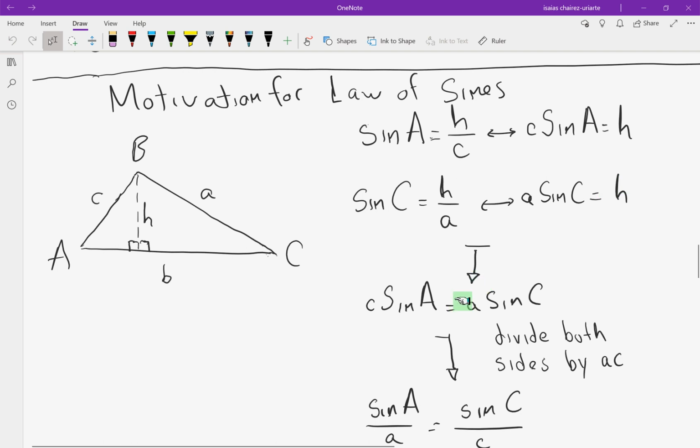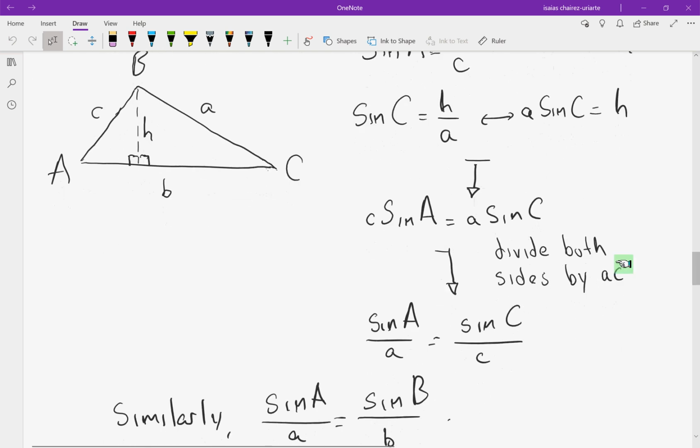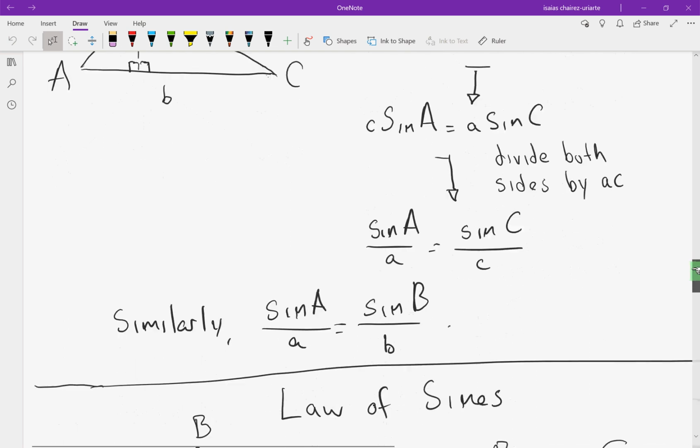Okay, and from this little equation here, what I do is I divide both sides of this equation right here by the product AC. If you do that, you end up with this little equation right here, which says that sine of A over A equals sine of C over C. That is the law of sines.